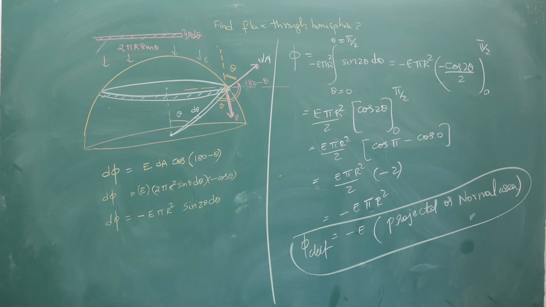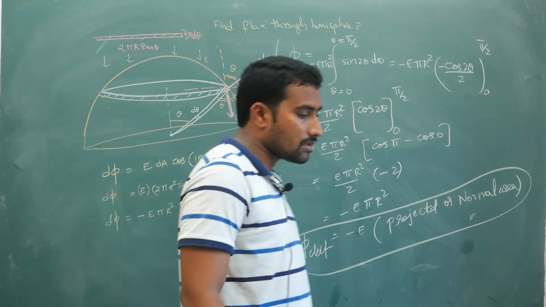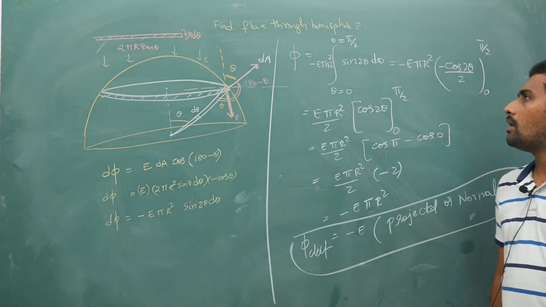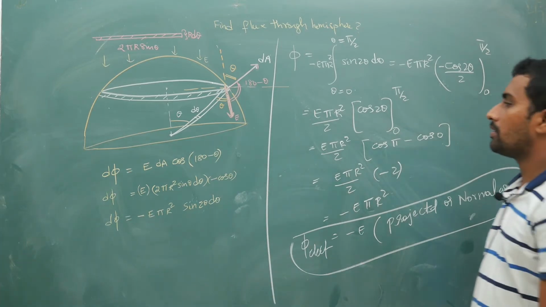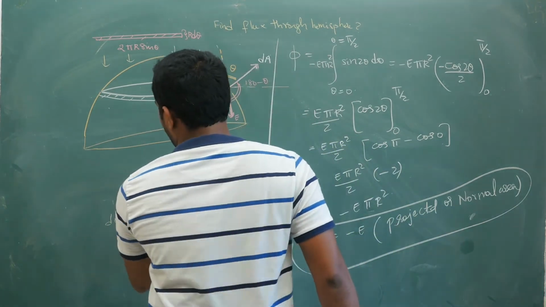Okay, so copy it down. I will explain this projected area idea. For open surfaces, you have to consider this projected or normal area. What is this projected or normal area? I will explain now. Copy it down fast. Set up the function. Do this. Okay. All right.